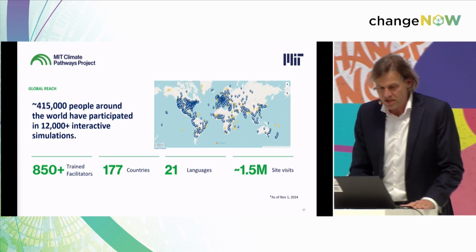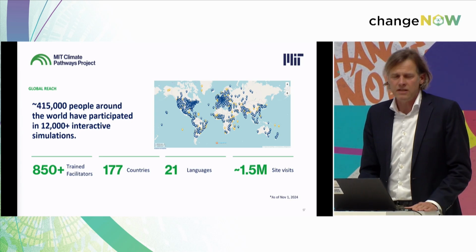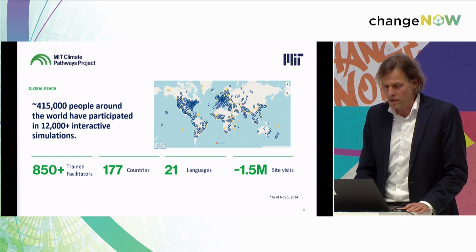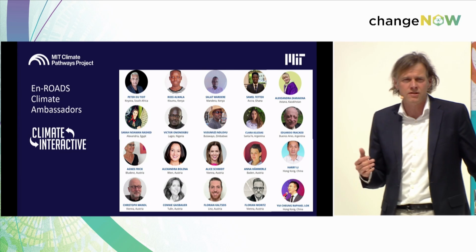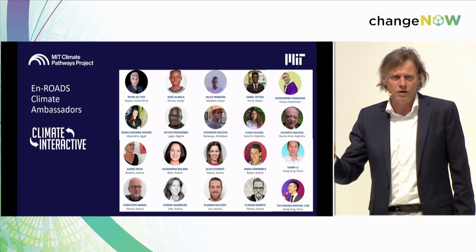Our simulations have been used by more than 400,000 people around the world in more than 170 countries. And how are we doing this? It's not our small team, but we are working with more than 800 En-ROADS climate ambassadors who have gone through a free training. And you can do this also if you haven't done so.